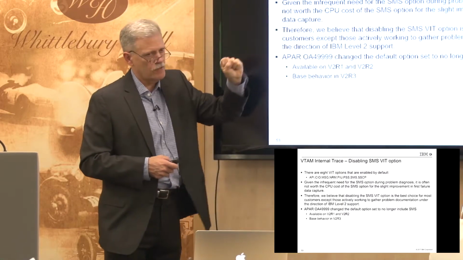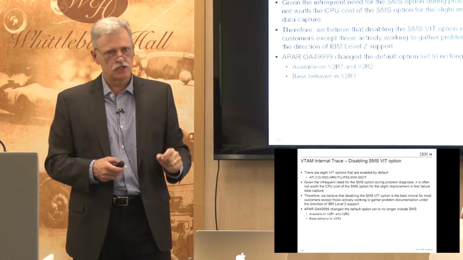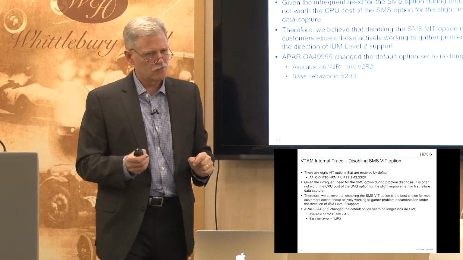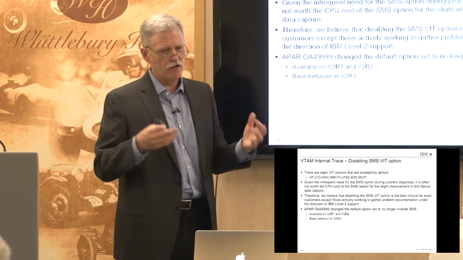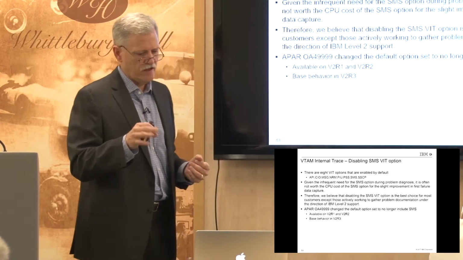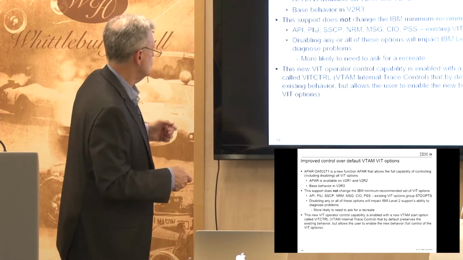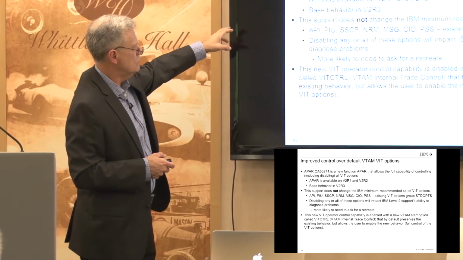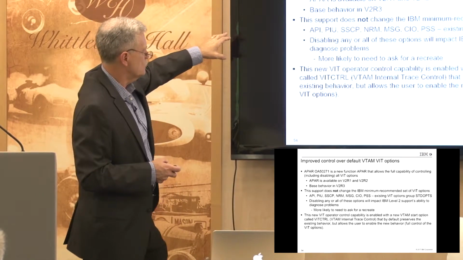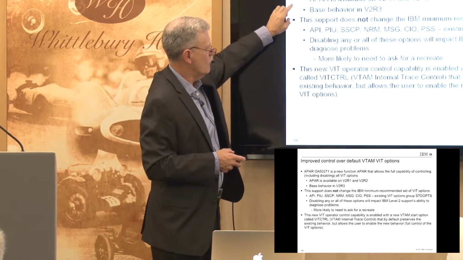So SMS was dropped out of the base. It provides us some CPU relief. And the question is, well, what's the downside of turning it off? Well, you might need it. And the question is, how do I predict that? You don't know that. But this next chart gets into some interesting discussion. There's an APAR, a new function that allows the full capability of controlling or disabling all the options.